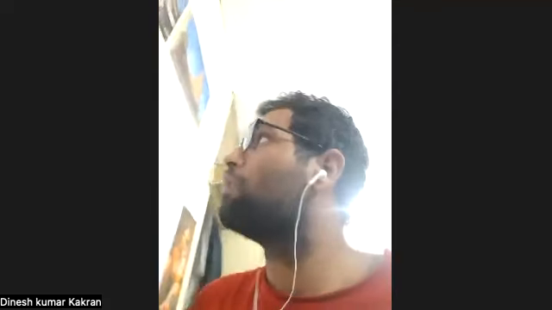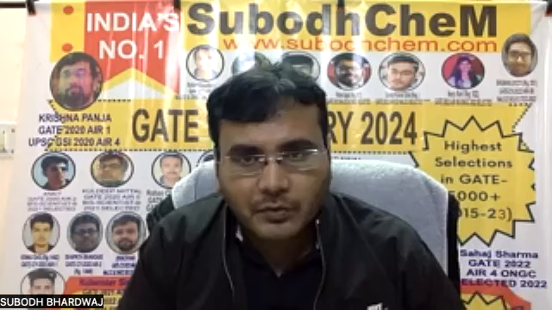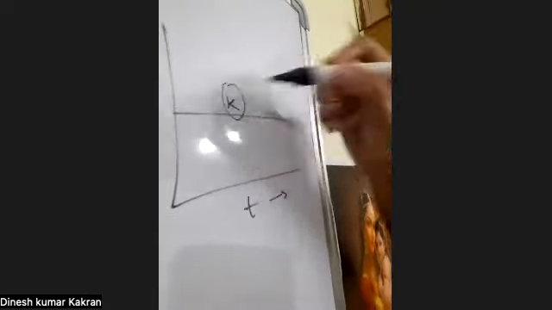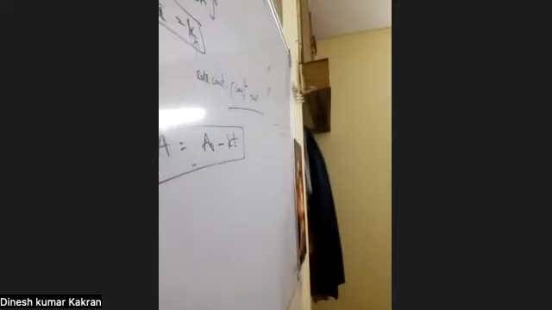A zero order reaction is, sir, when the rate is equal to the rate constant, and when we plot the graph it would look like this only. So the slope would be equal to the rate constant, versus time. And A is equal to A naught minus KT. This is the basic equation of zero order reaction. A is equal to A naught minus KT.